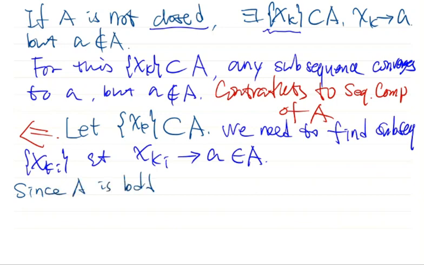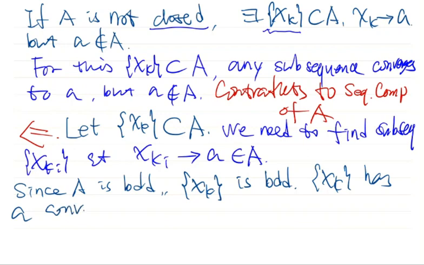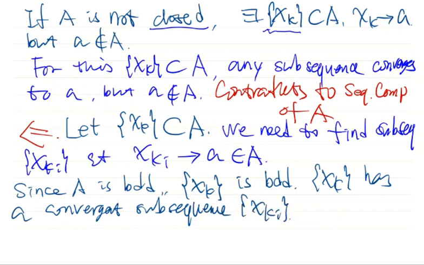the sequence x_k, as a subset of A, is a bounded sequence. Previously we have a result saying that any bounded sequence in R^n has a convergent subsequence. So x_k has a convergent subsequence, denoted by x_{k_i}. So x_{k_i} converges to some point a. But we don't know whether this limit a is contained in the capital A.